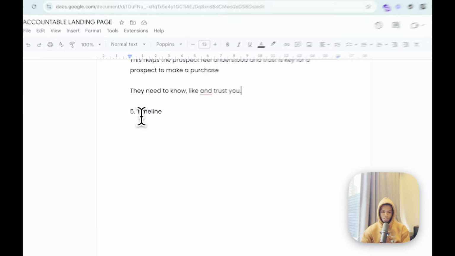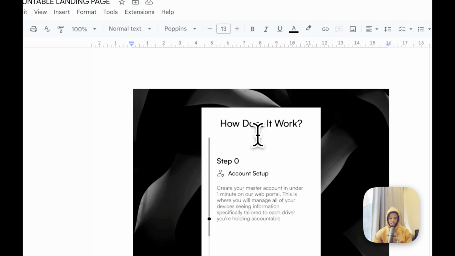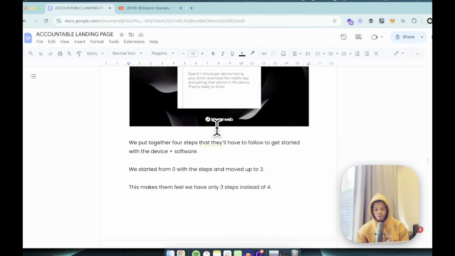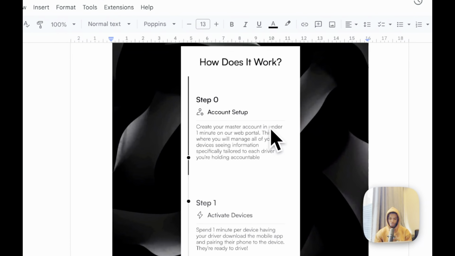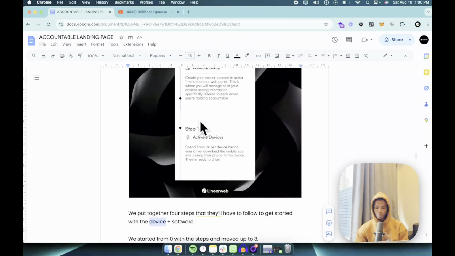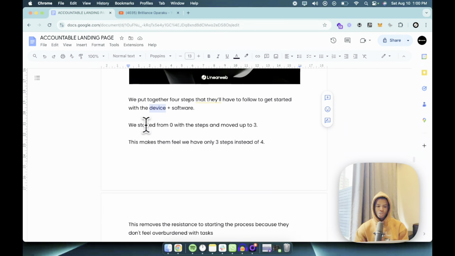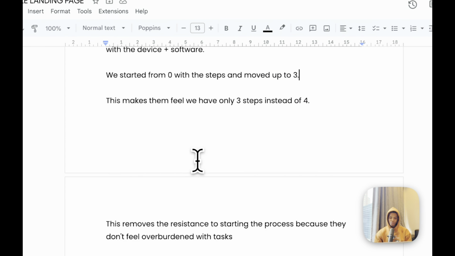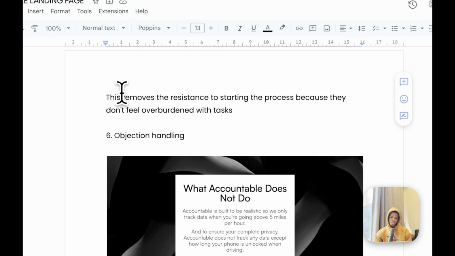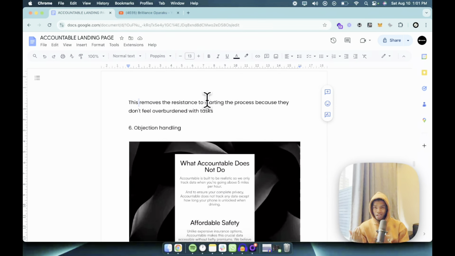So the next one is the timeline. In this timeline, we put together the 4 steps that you'll have to follow to get started with the device plus the software. So you can see what the timeline looks like. We have step 0, step 1, step 2, step 3. We started with step 0 and moved up to 3, and this makes them feel we have only 3 steps instead of 4. Right? This removes the resistance to starting the process, because they don't feel overburdened with tasks of setting this stuff up and getting started, right?